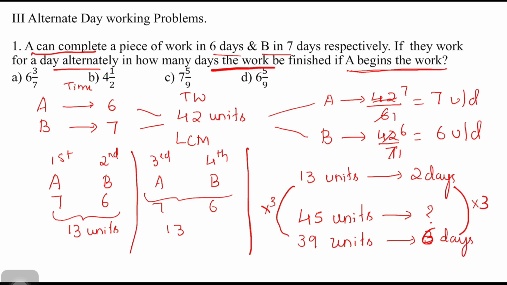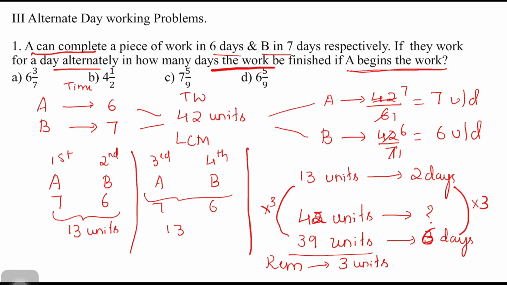So the remaining work is how much? Sorry, the total is 42. So the remaining is how much? 3 units. The remaining work is 3 units. And who will do that remaining work? A will do it.